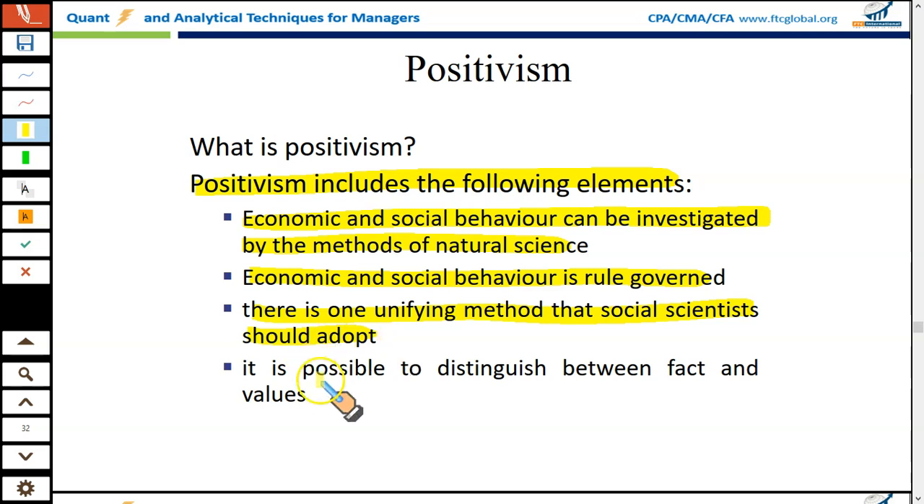Then it says it is possible to distinguish between fact and values. Facts here mean objective, verifiable facts, and values here mean what's in your mind, your subjective opinions. So you need to distinguish between what is an objective fact versus what is just a subjective opinion, which may vary across individuals.